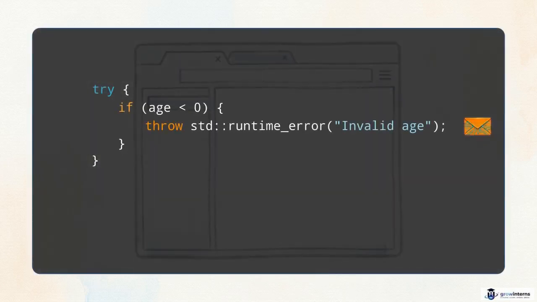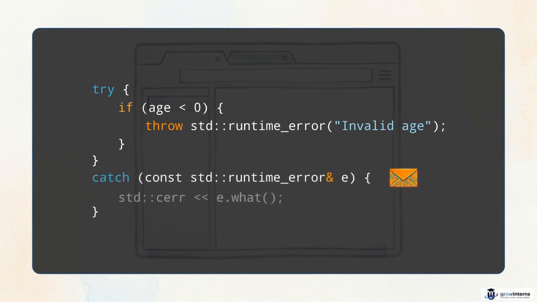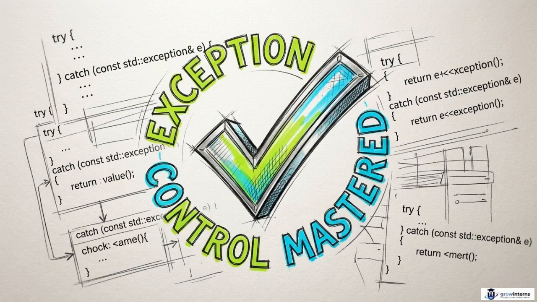Second, we throw the runtime error if it fails. Finally, we catch the exception by reference and handle the output. Getting these elements in the right sequence confirms your baseline mastery of manual exception control.